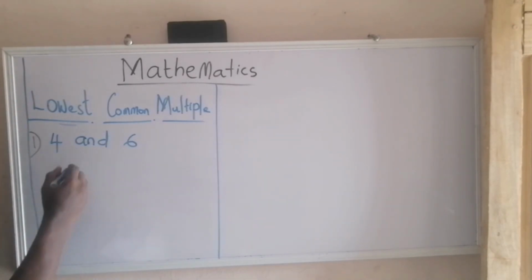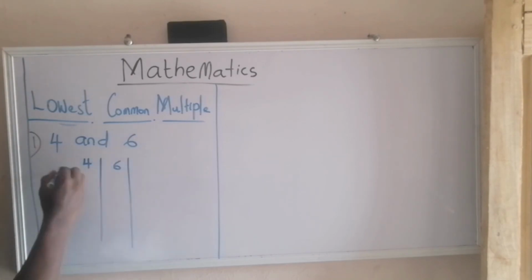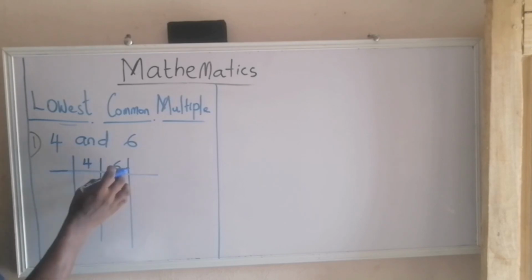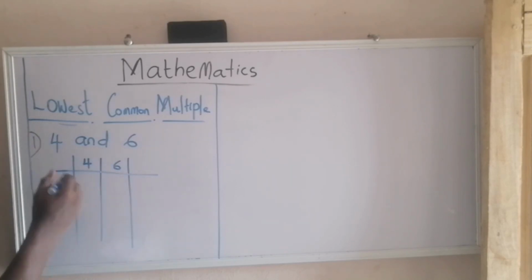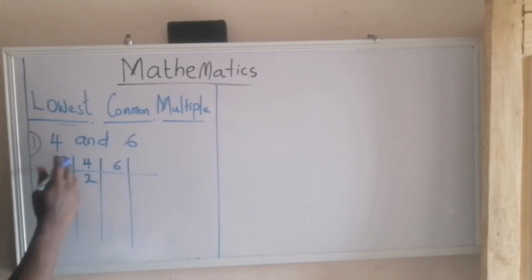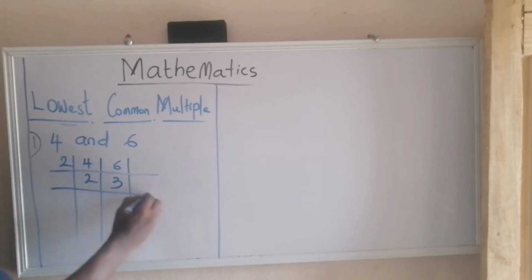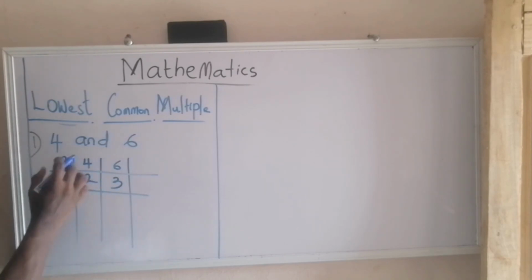If you want to use your division method, you write your 4, you write your 6, you put your line. So you think of a number that can divide 4 and 6 without a remainder, and it's also a prime number, which is 2. 2 can go in 4 how many times? That will be 2. 2 in 6, that will be how many times? That will be 3. Can you see now? So you move on.